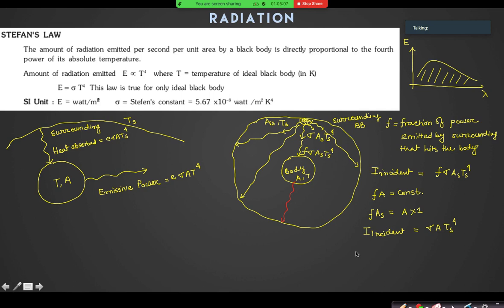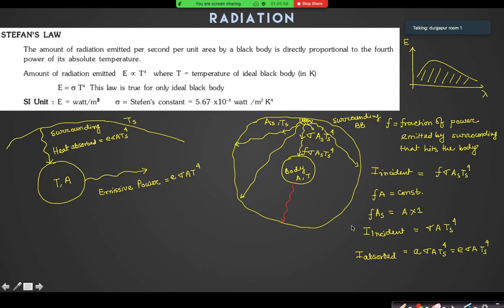Yes, sir. Then what is the intensity that is absorbed? Do you remember the ratio of absorbed and incident intensity? What was the ratio of absorbed by incident intensity? Absorptivity, A. Right. So what is I absorbed? Can I say it is A times sigma A Ts power 4? And what is A? From Kirchhoff's law, what can I say? E. So the absorbed intensity is E sigma into A Ts power 4.